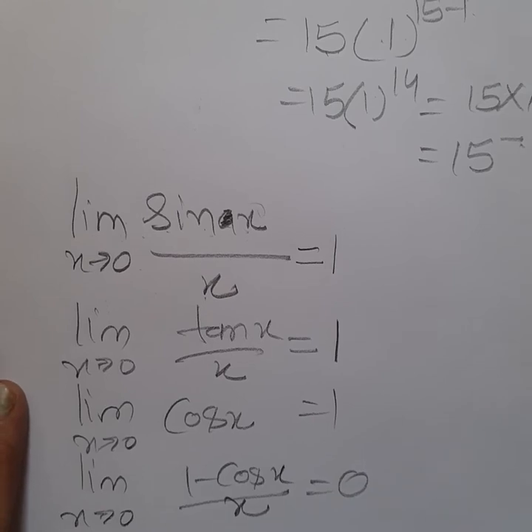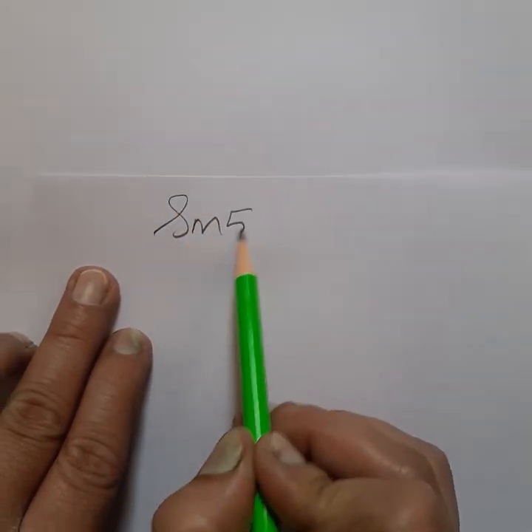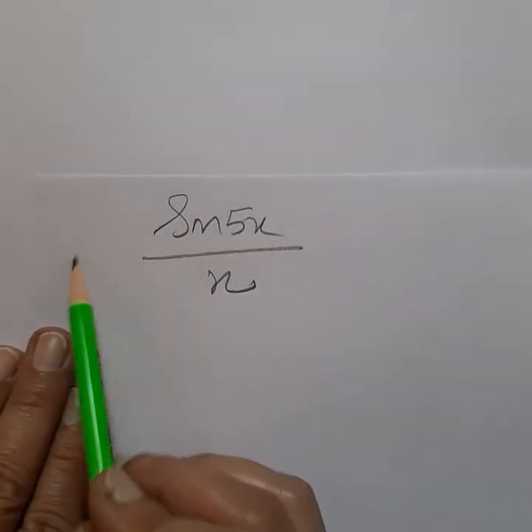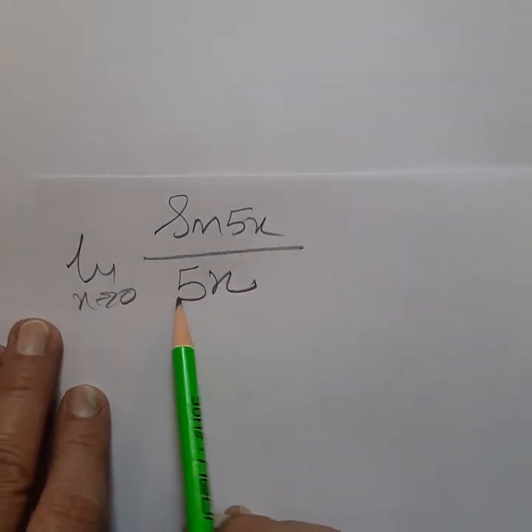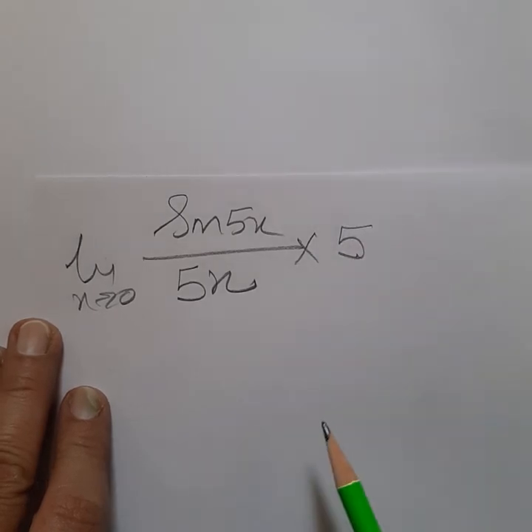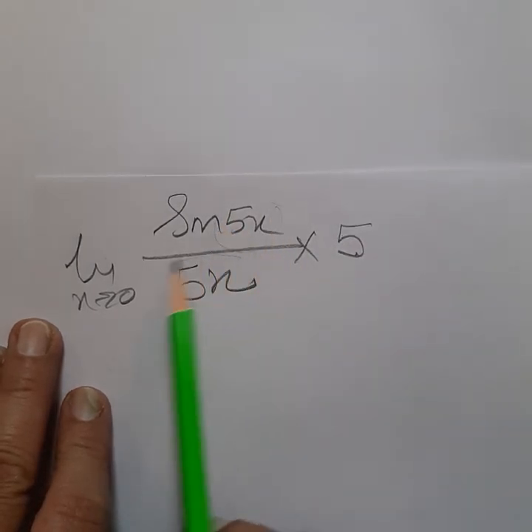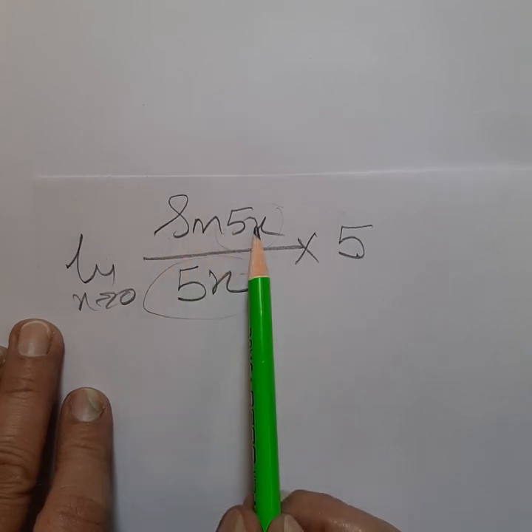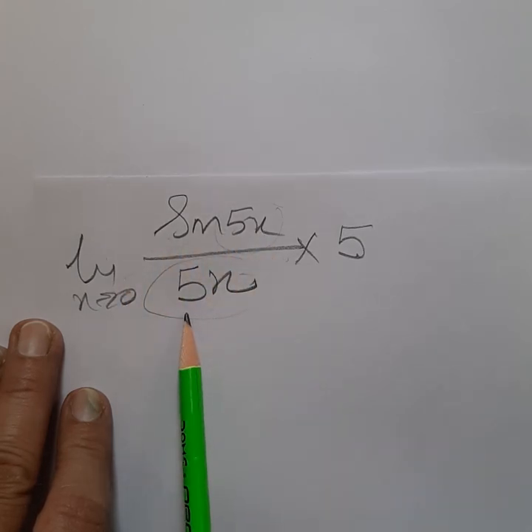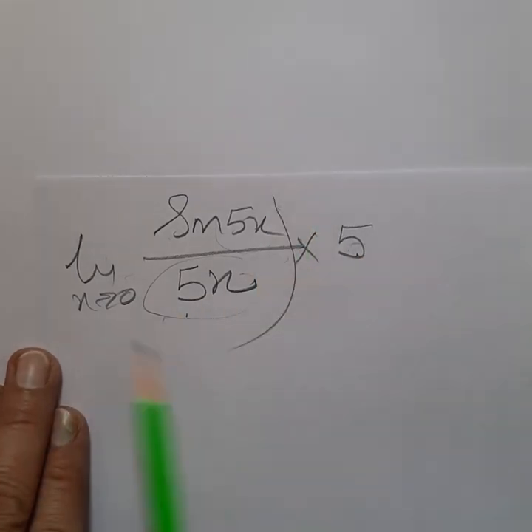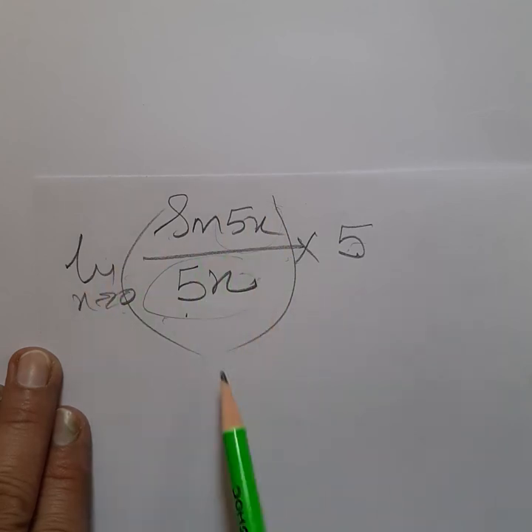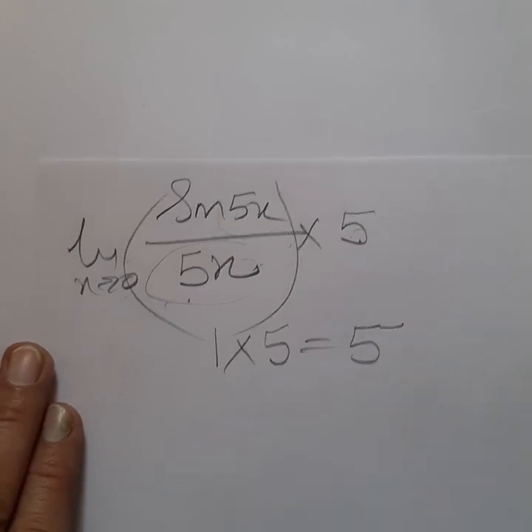Suppose that we have the question sine 5x upon x and we have to find the limit. Okay, so we should multiply by 5 to complete our angle, because this angle should be completed when we apply the formula. Sine 5x means we have the denominator also 5x. So you can multiply and divide by 5, and after that you have the limit of this function is 1, and multiply 1 by 5, we get 5.